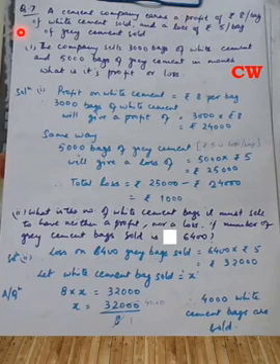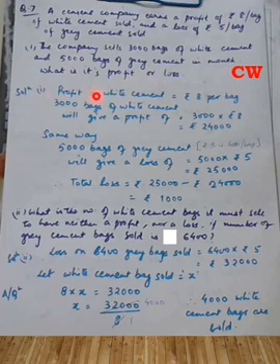Question number 7. A cement company earns a profit of rupees 8 per bag of white cement sold and a loss of rupees 5 per bag of grey cement sold. The first part is saying the company sells 3,000 bags of white cement and 5,000 bags of grey cement in a month. What is its profit or loss?